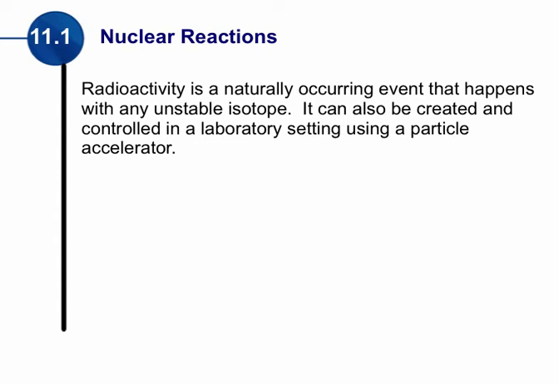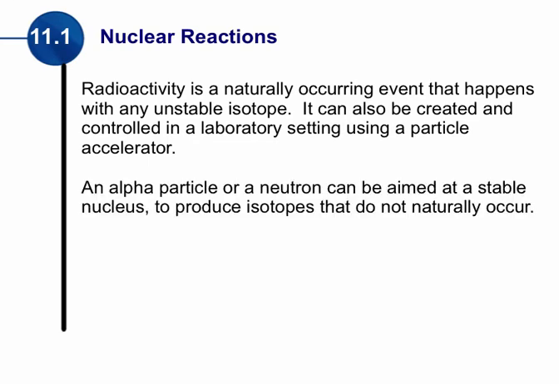And what we use is what's called a particle accelerator to create radioactive material. What happens in a particle accelerator, and really this is just a big machine that speeds up the particles, the alpha particle or a neutron is actually aimed at the nucleus of an isotope. It is then absorbed and becomes an isotope that doesn't naturally occur. So here's a potential isotope that's been created.